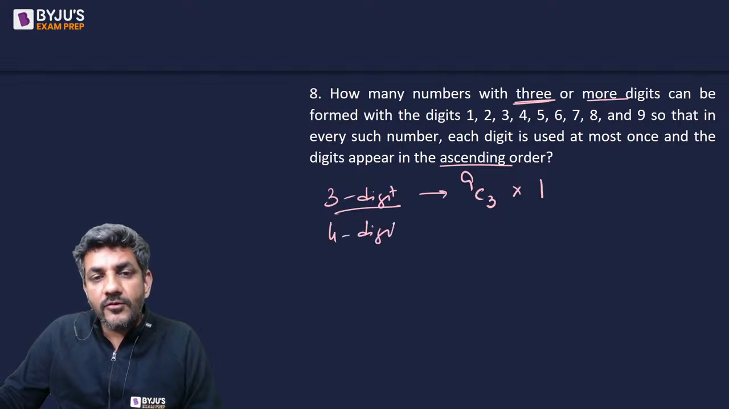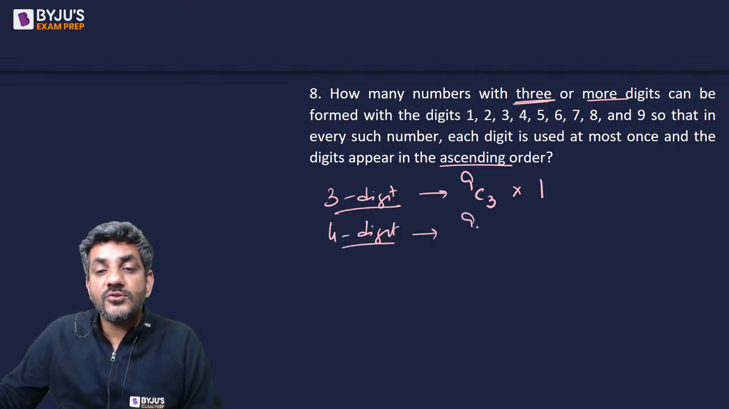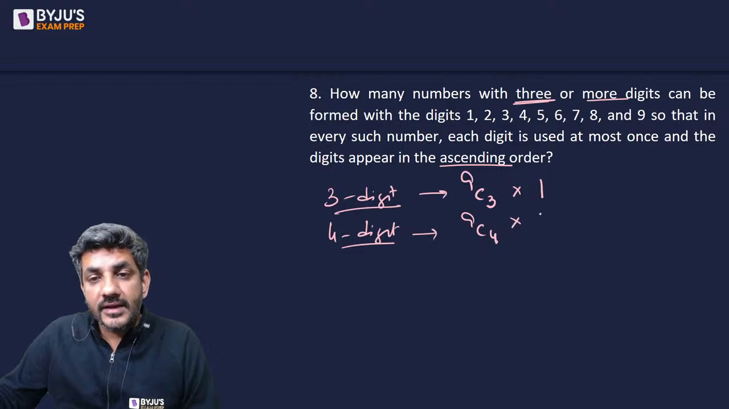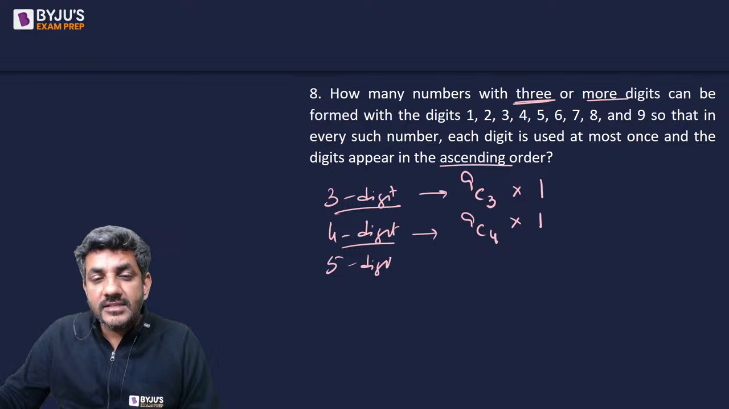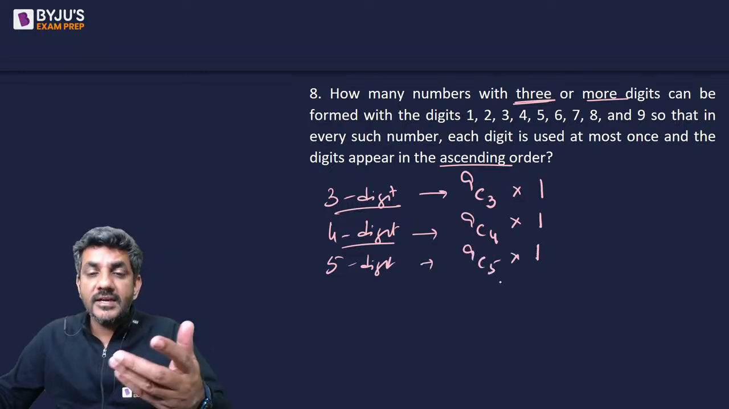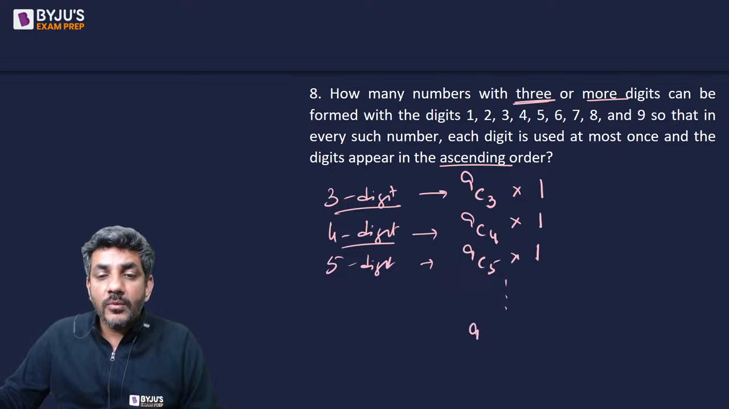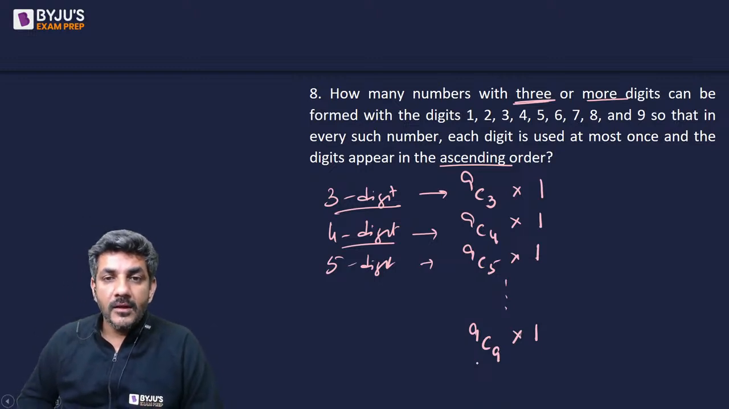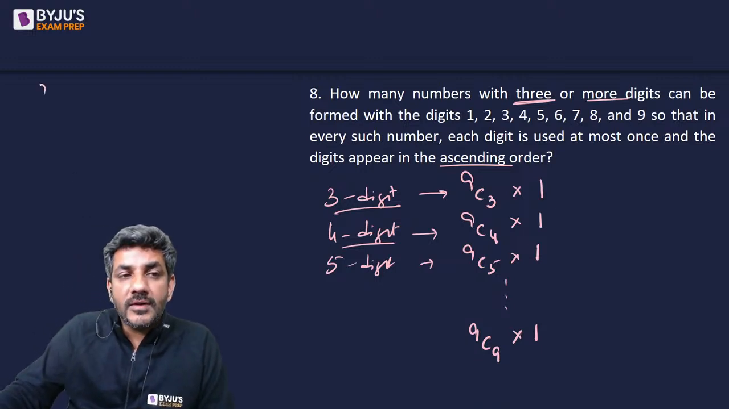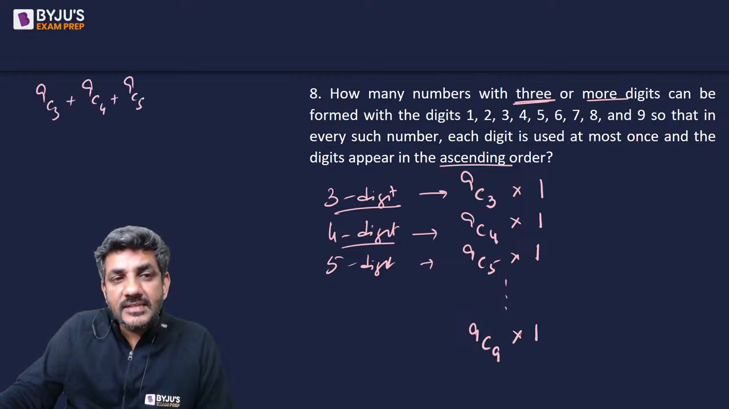When I have to make 4-digit numbers, which 4 digits are chosen? That is 9C4. And they will again make only one number in ascending order. If I am making 5-digit numbers, again I'll choose 5 digits and they'll make only one number in ascending order. And in that way, when I take all 9, that also will make only one number, that is 9C9 into 1. So ultimately, what is the total number of numbers? It is 9C3 plus 9C4 plus 9C5 up to 9C9.